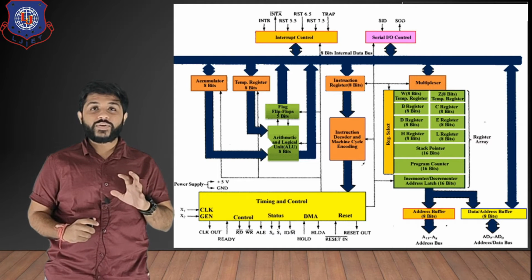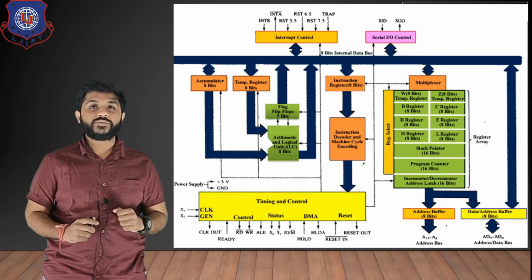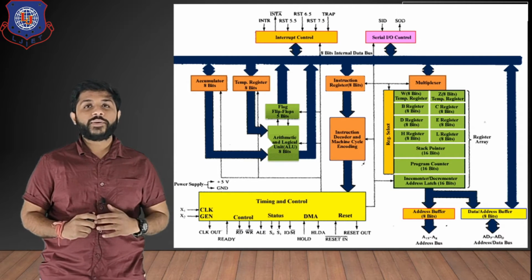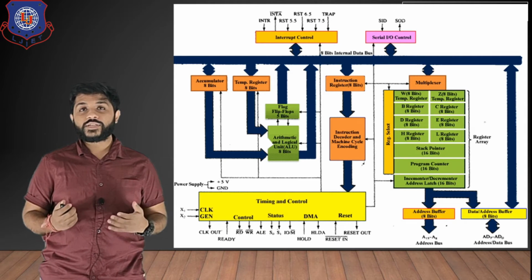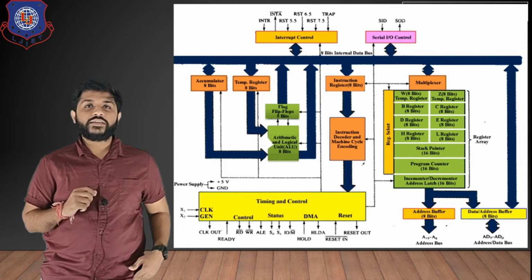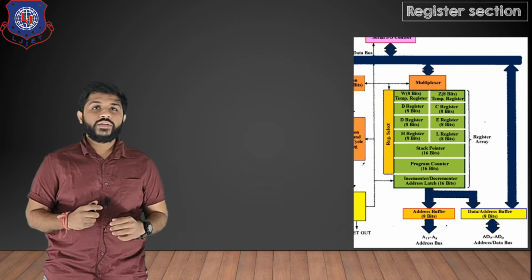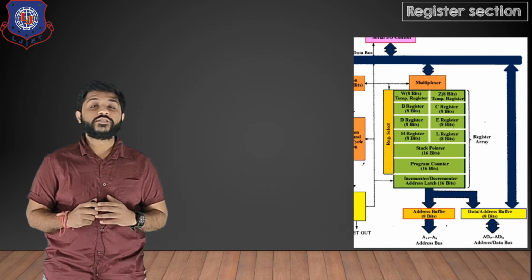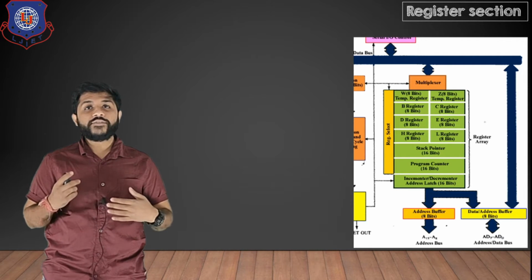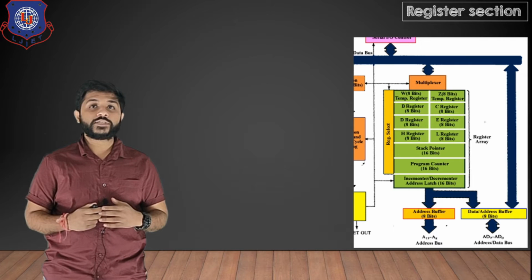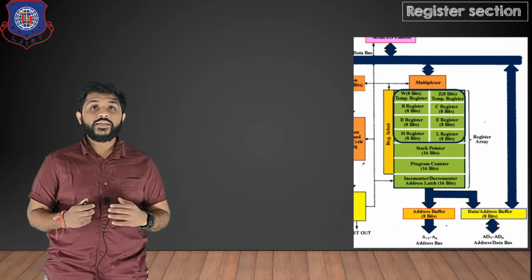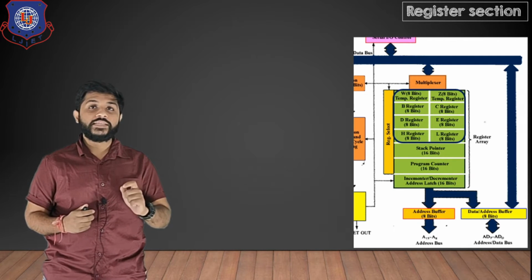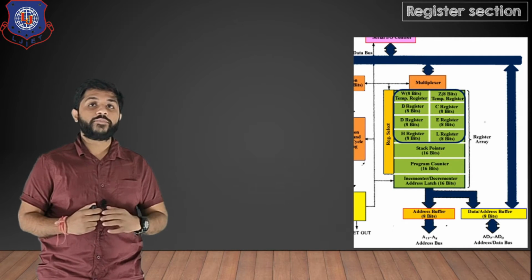Now it seems very big and difficult, but trust me, it isn't that much. Let's divide this block diagram of the microprocessor into different sections so that we can understand it clearly. The first section of the microprocessor 8085 is the register section. There are different registers present in the microprocessor 8085. You can see that the registers named W, Z, B, C, D, E, H, L are present.